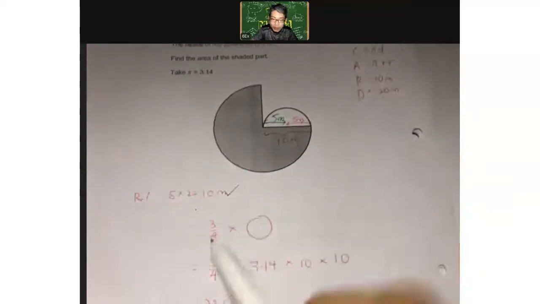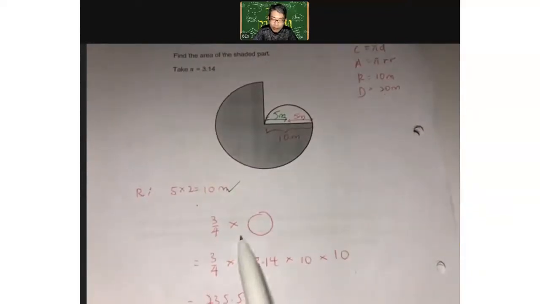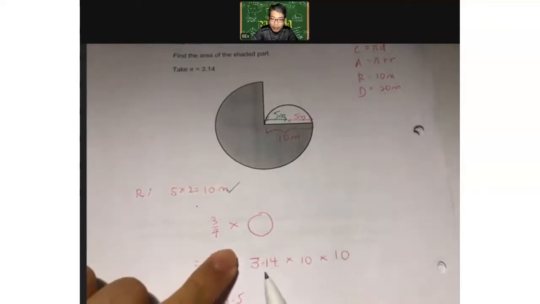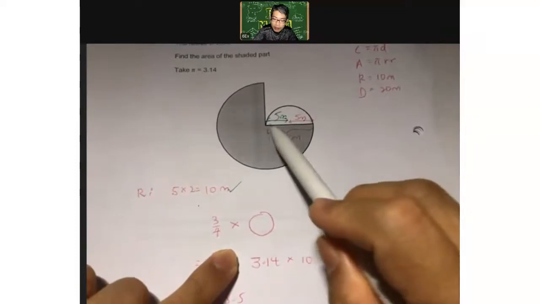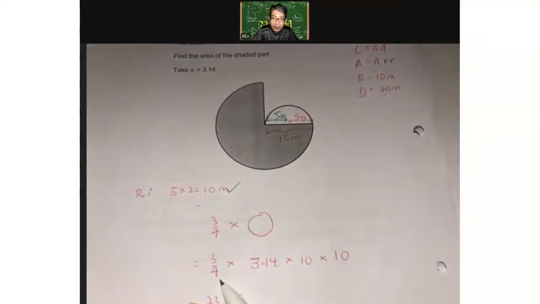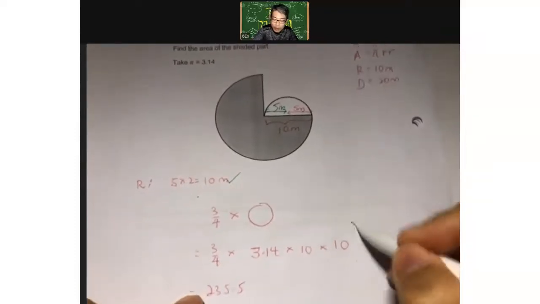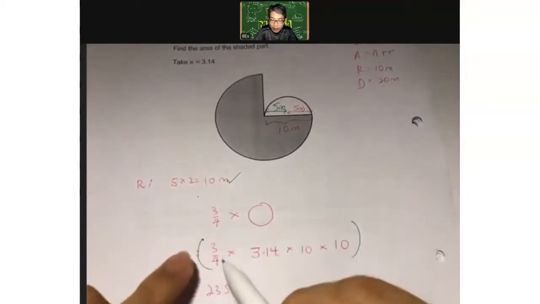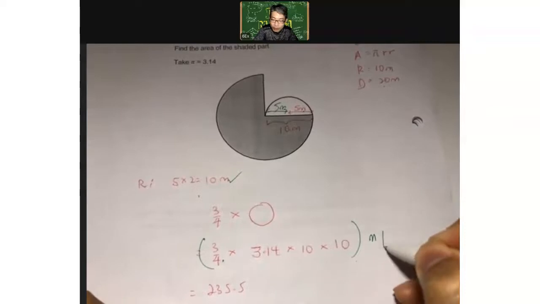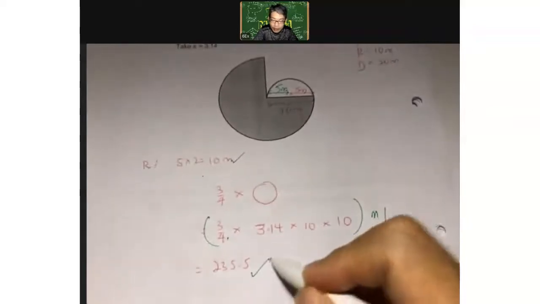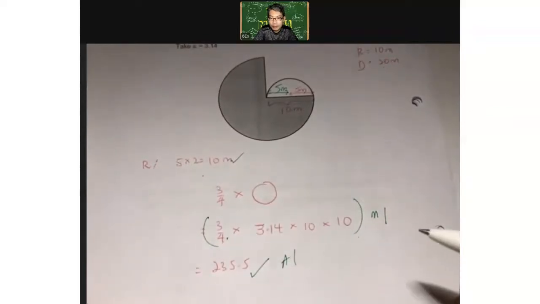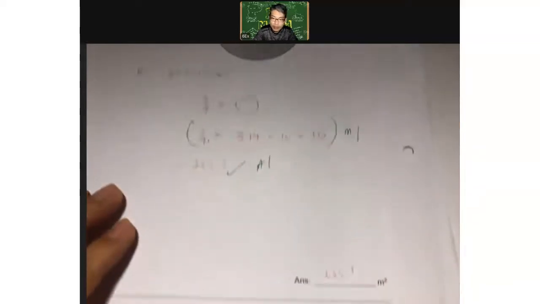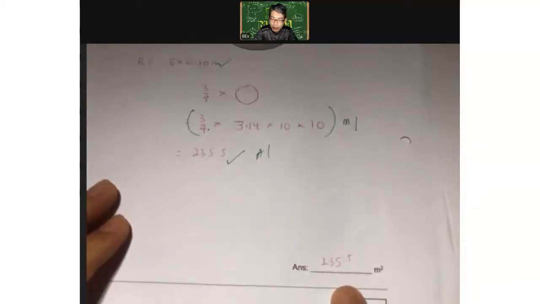So area will be 3/4 of the area of a circle. Now, area of a circle is pi times radius times radius. Radius is 10 meters, and times 3/4. If you can show this step, or show getting this first, then multiplying by 3/4, you get M1. And get the correct answer, you get your A1. Make sure you transfer your answer to the answer portion.